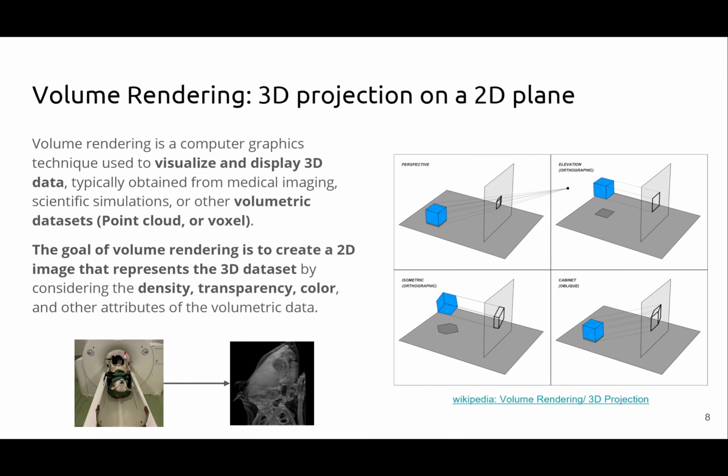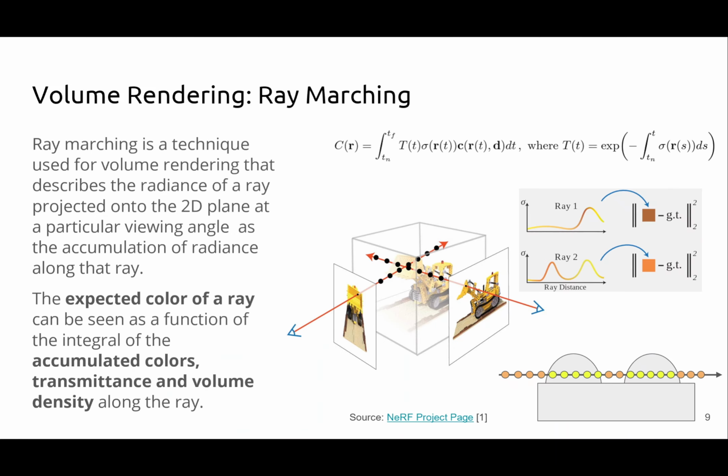And what is volume rendering? Volume rendering, simply put, is a way to take a 3D scene and project it onto a 2D plane at a specific viewpoint, such as a screen. The goal of volume rendering is to create a 2D image that represents a 3D data set, and that data set could be things like point clouds and voxel data.